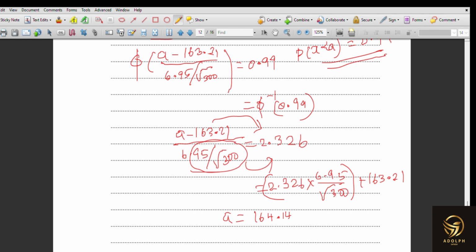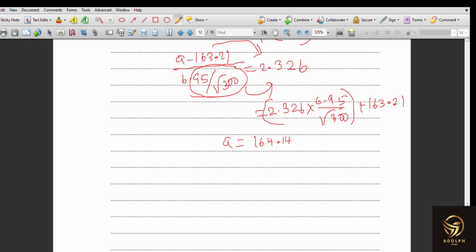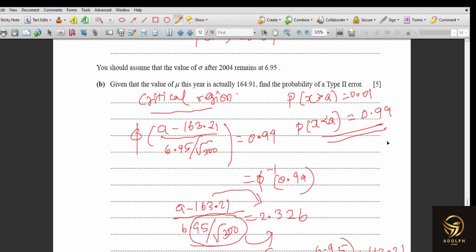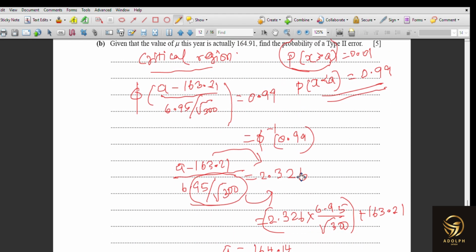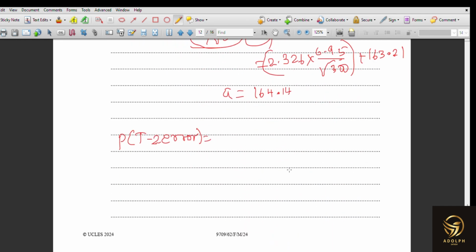Now what I want to do is find out the probability of type 2 error. So how to find out the probability of type 2 error? Probability of type 2 error is nothing but 1 minus critical region. What is the critical region? The x greater than a is the critical region. If x greater than a is the critical region, so its opposite is what? Type 2. So I just want to find out the probability of x less than a, but the a value we got in the previous step. That's the work we did before. So 164.14, we want to find out this.